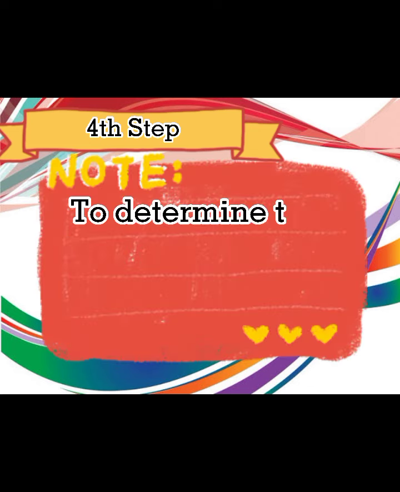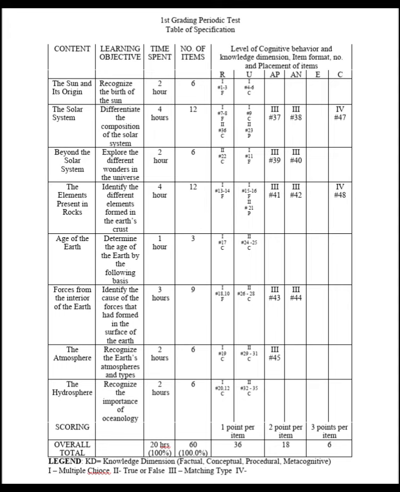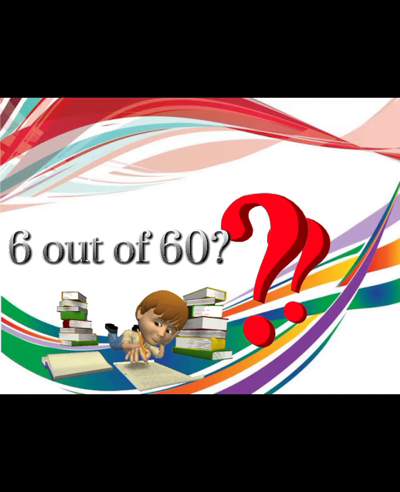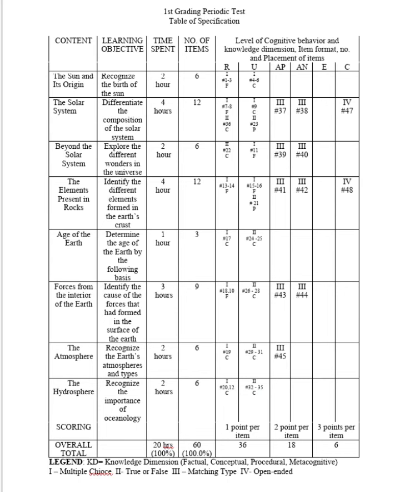The fourth step is to determine the number of items we will have in each topic. So we decided to make a 60-item periodical test. But if you want more or less than 60, then it's up to you. In my case, for the first topic, I have only 6 items to be covered. How do we get 6 out of 60? Of course, you can't just put any number for that. You must follow the rules for this to be valid and reliable.